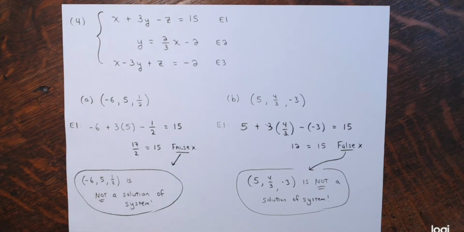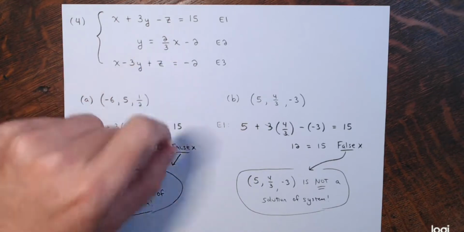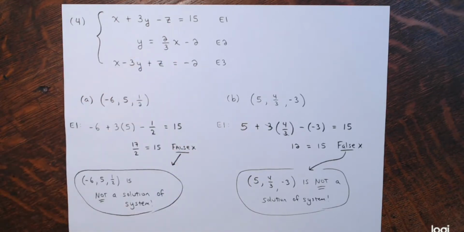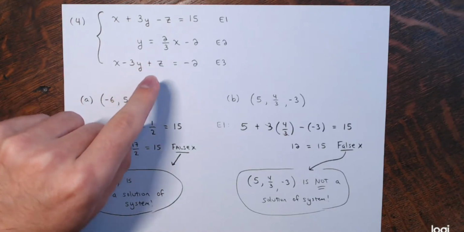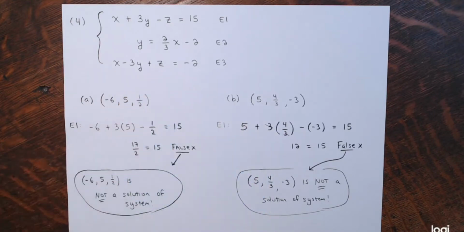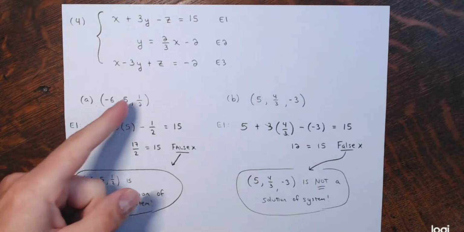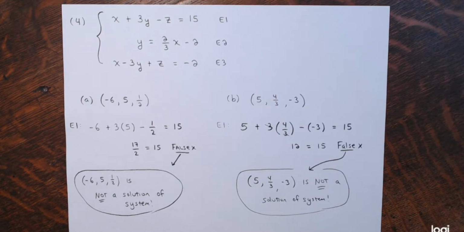Just as I said with example 1 and example 3, just because both of these don't work in this system doesn't mean that the system has no solution. The system could still have solutions. It's just that these two are not among the solutions. Very simple stuff. Ordered triple, x value, y value, z value. Plug them in and see if all the equations in the system are made true or not.